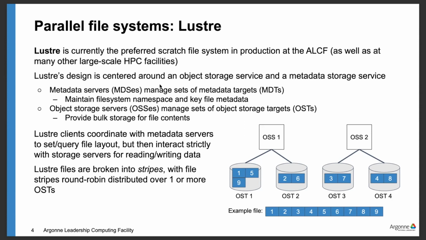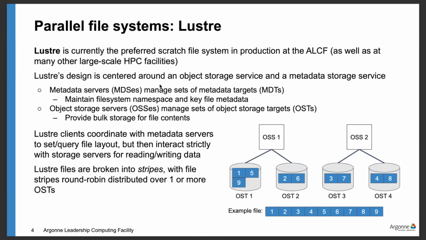So as in the file hierarchy I showed on the previous screen, it maintains that as lots of different client processes try to create new files or read or write files and things like that. There are also object storage servers, OSSs, that manage sets of object storage targets called OSTs. And this is what's used specifically for providing the bulk storage for applications. So large amounts of scientific data for the most part.